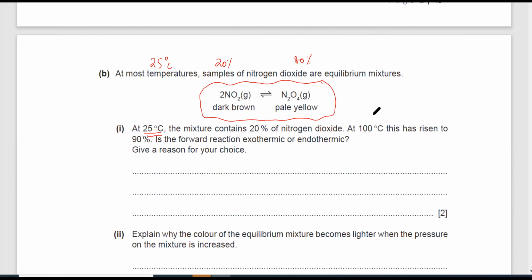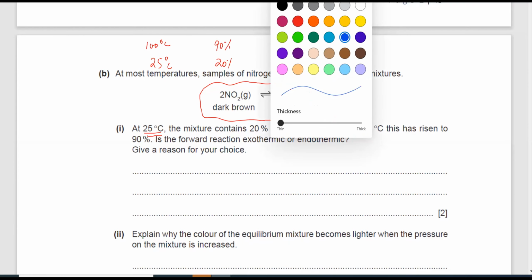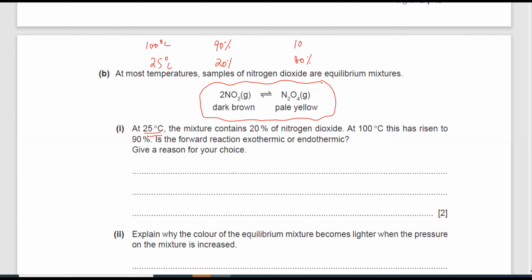And when he increases the temperature, he's saying nitrogen dioxide increases to 90%. So at 100 degrees centigrade, he's increasing temperature, and NO2 in the mixture becomes 90%. That means the other is 10%. So now this is a slightly tricky question, and he asks which one is exothermic, the forward reaction or the backward reaction?